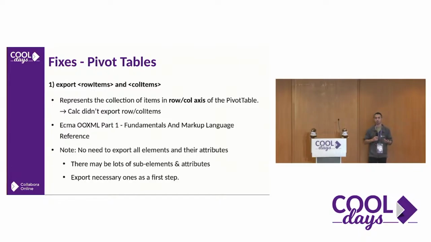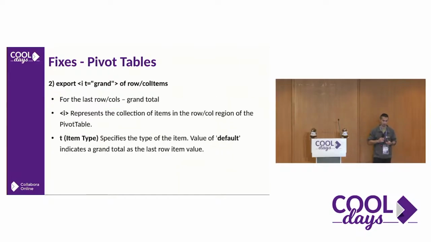Imagine you have an element that has, let's say, 10 sub-elements, and those have 10 attributes. So every item has 10 attributes, and it makes 100 elements, and so it's hard to export them. So we have to focus on the necessary ones, to fix our bug.